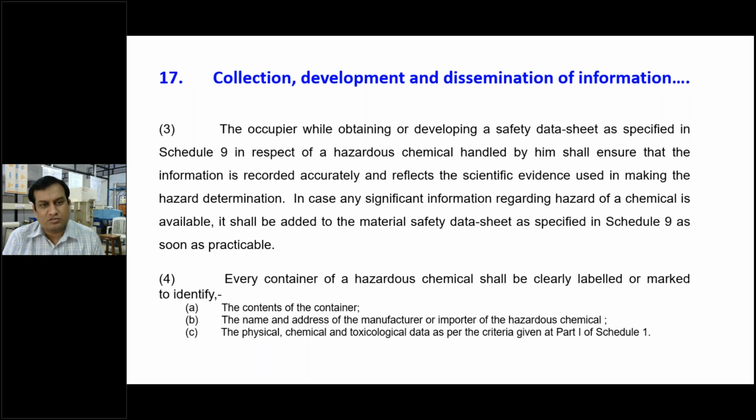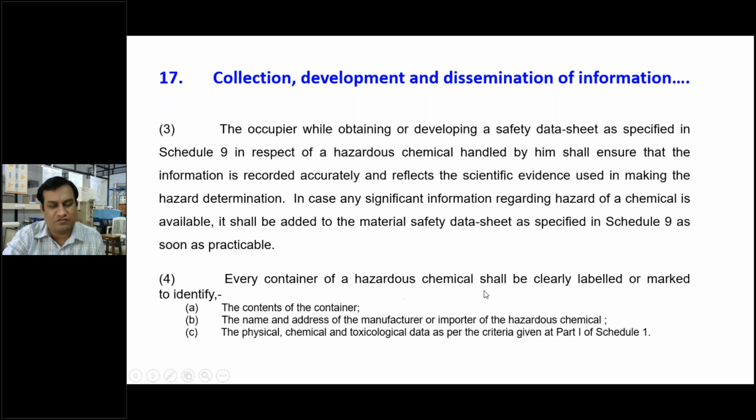Then the occupier, while obtaining or developing a safety data sheet as specified in schedule 9 in respect of hazardous chemical handled by him, shall ensure that information is recorded accurately and reflects the scientific evidence used in making this hazard determination. So you should take care of this accuracy and the evidences before finalizing this MSDS. In case any significant information regarding hazards of chemical is available, it shall be added to the material safety data sheet as specified in schedule 9 as soon as practicable.